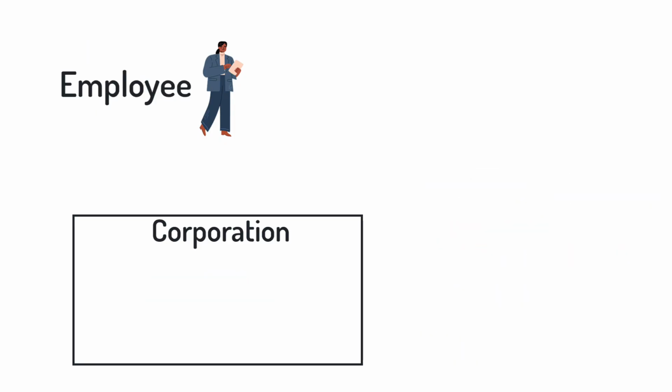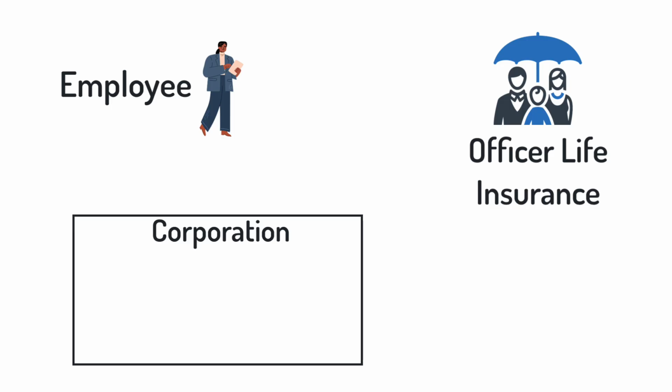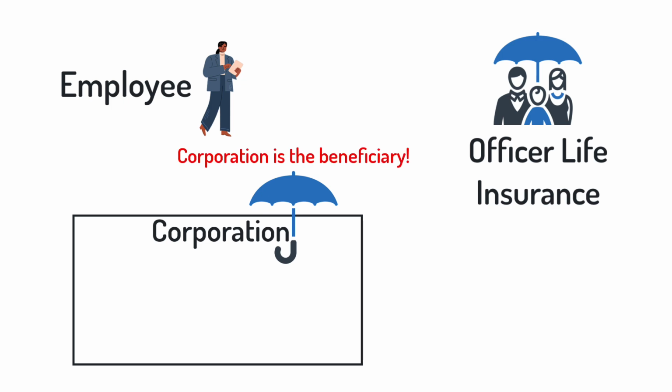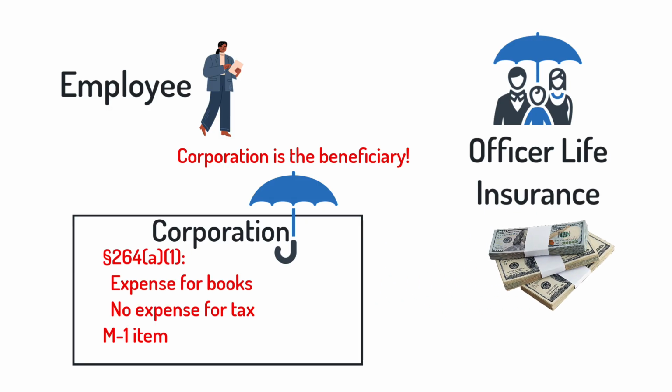Here's another M1 item. Officers' life insurance can create a book tax difference. As it turns out, corporations many times like to take out life insurance policies on employees. The corporation will pay for the insurance premium, and the corporation will be the beneficiary if the employee dies and there's a payoff. In this case, the officer's life insurance premiums are deductible on the books, but not for tax. This creates an M1 item.